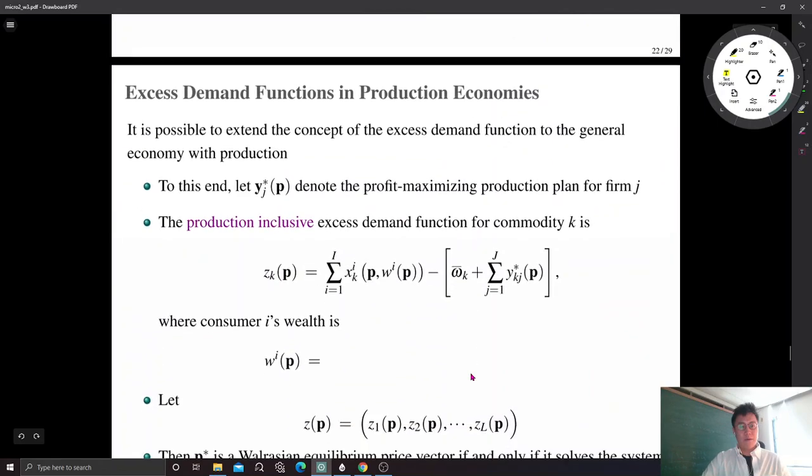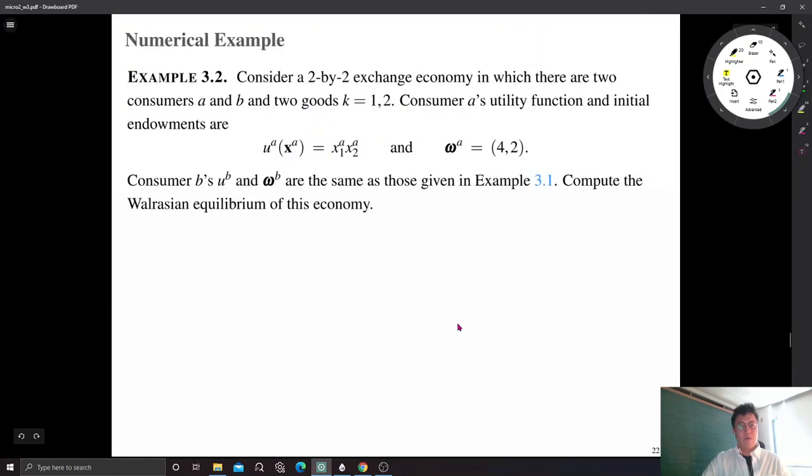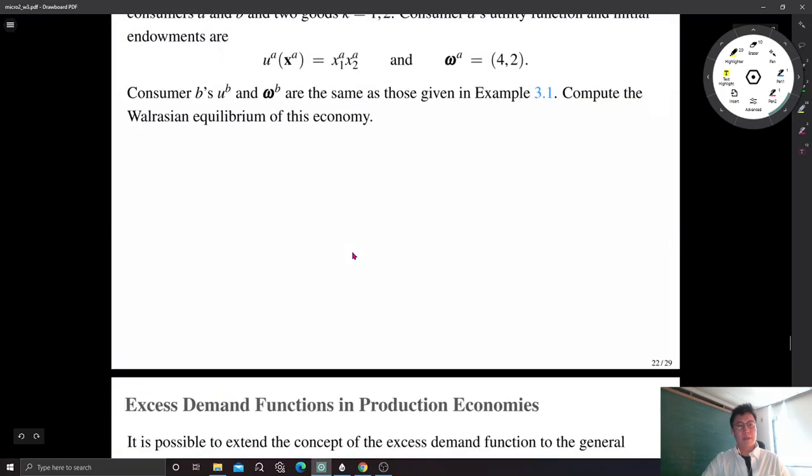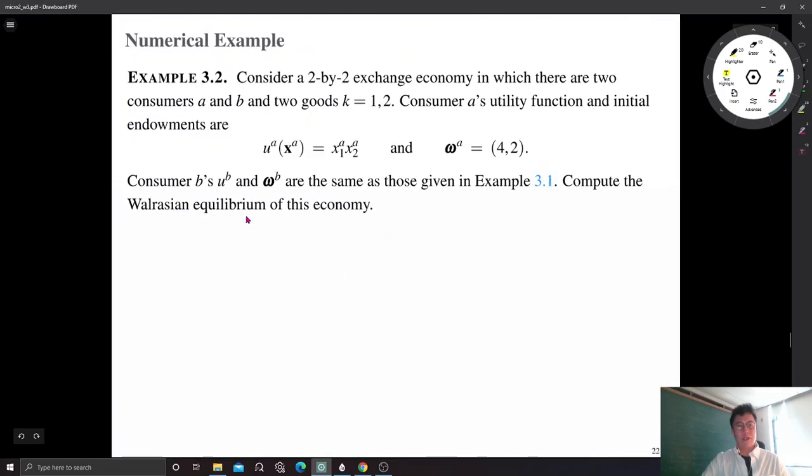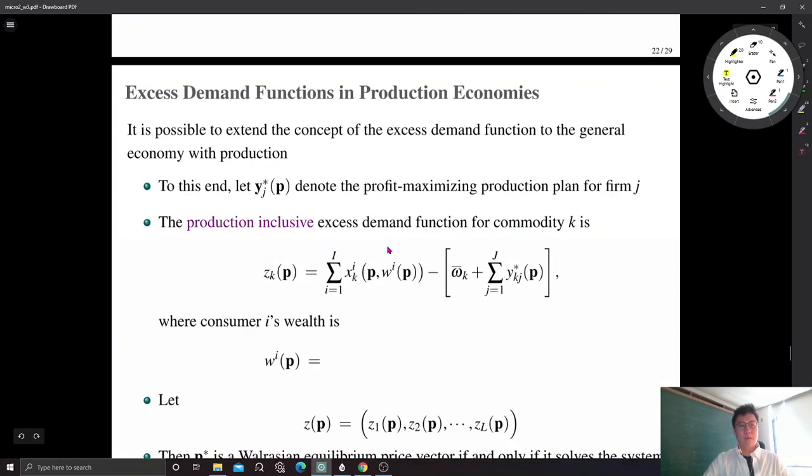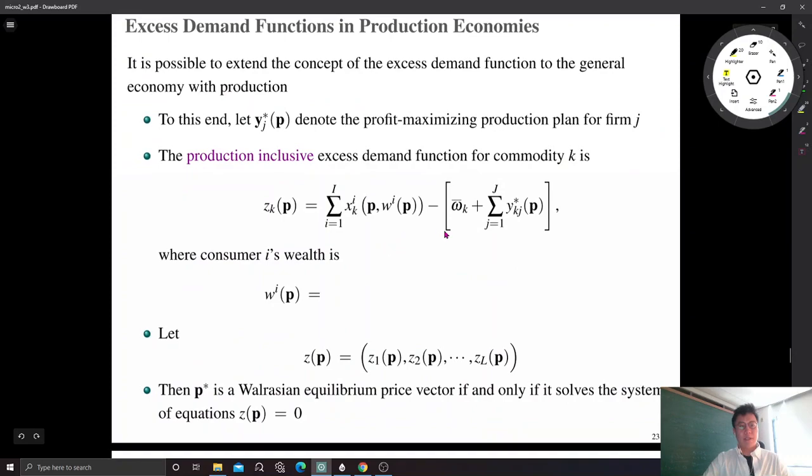So with those four properties, in the next video I'm going to explain a numerical example: how to derive Walrasian equilibrium in a 2x2 exchange economy. And let me just explain one more slide before finishing the first lecture video.